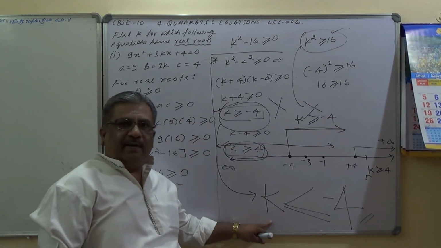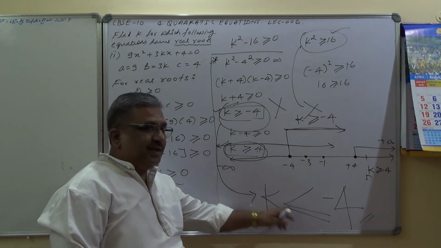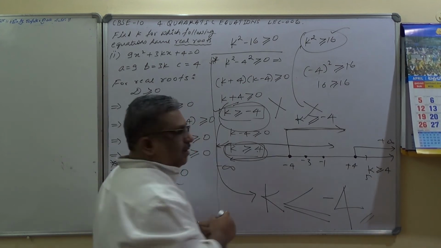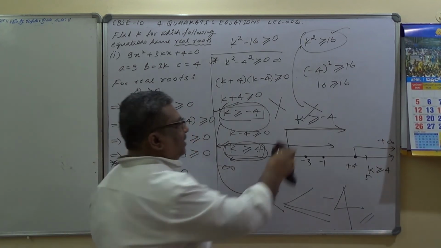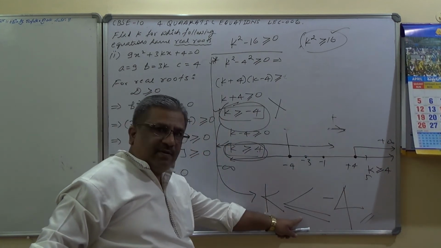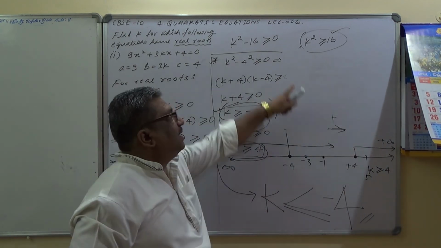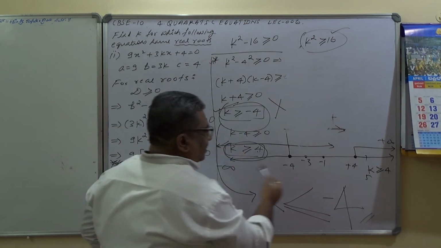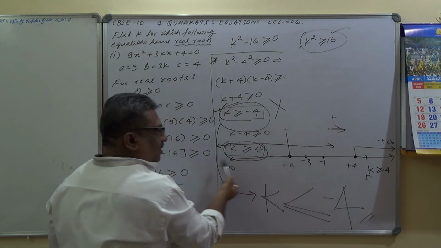What is it that I have written? K should be less than or equal to minus 4. Try this. Whether it is true or not, try this here. Let me take k equals minus 4 first. Minus 4 squared is 16, satisfies. Less than minus 4 is from this to this side.